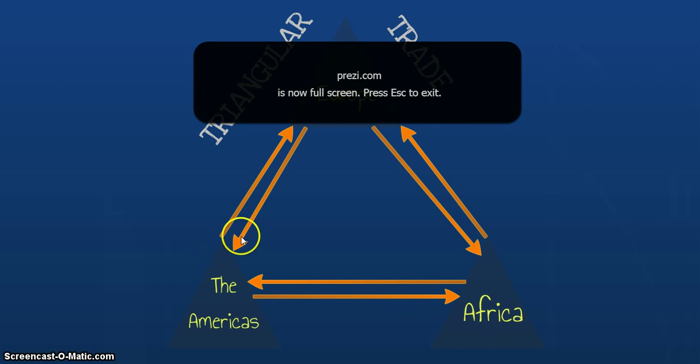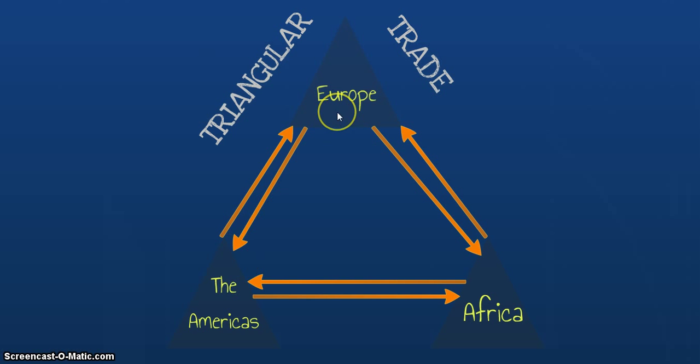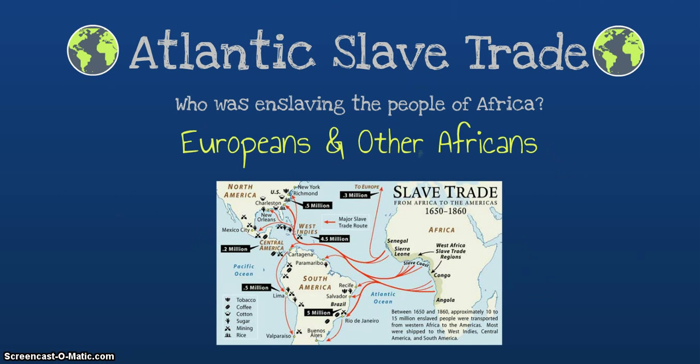So while the Americas provided things to Europe, Europe provided things to the Americas. While Europe provided things to Africa, Africa provided things to Europe, and while the Americas provided things to Africa, Africa provided things to the Americas as well. And the Atlantic slave trade was important, as you can see in this map. It started in the west coast of Africa, and they were sold or captured and sent to the Americas to create these raw materials.